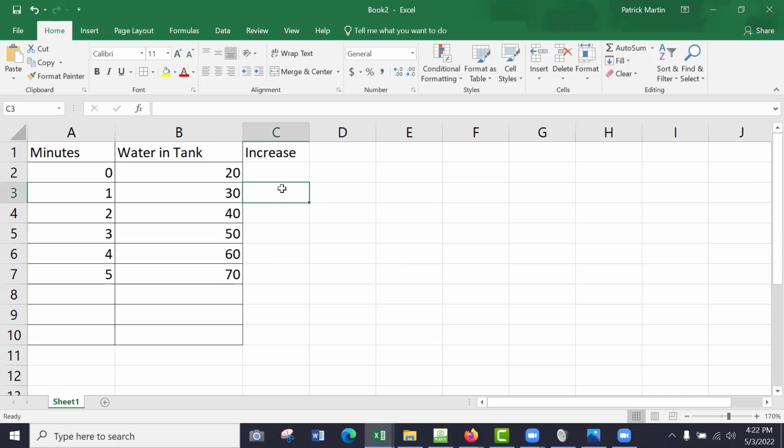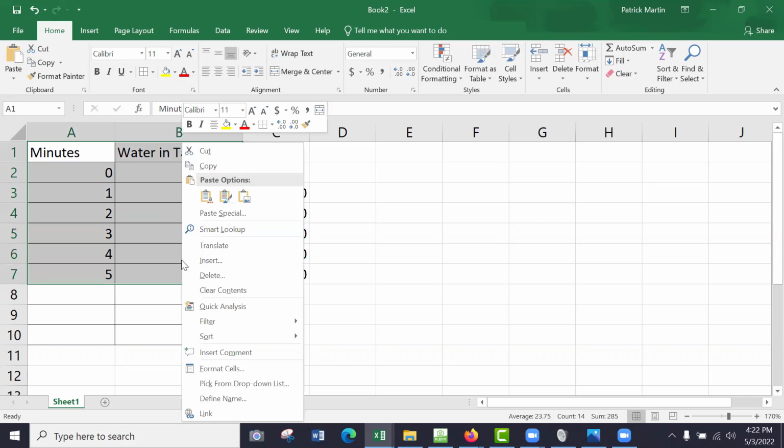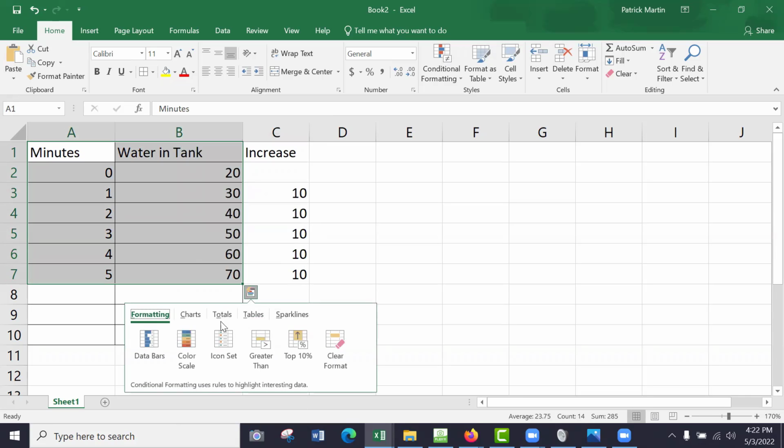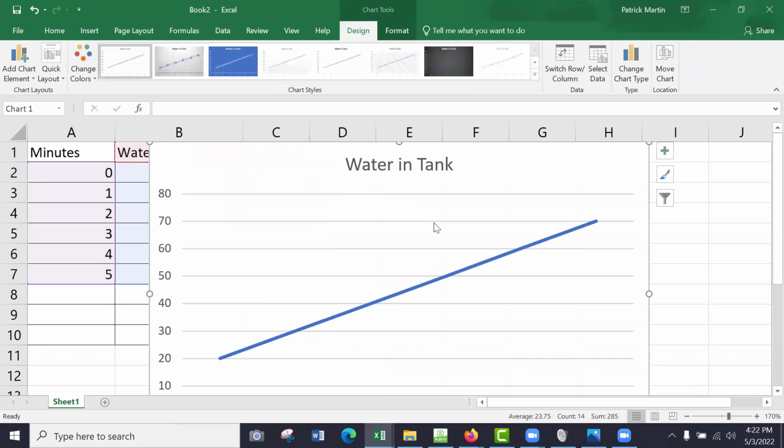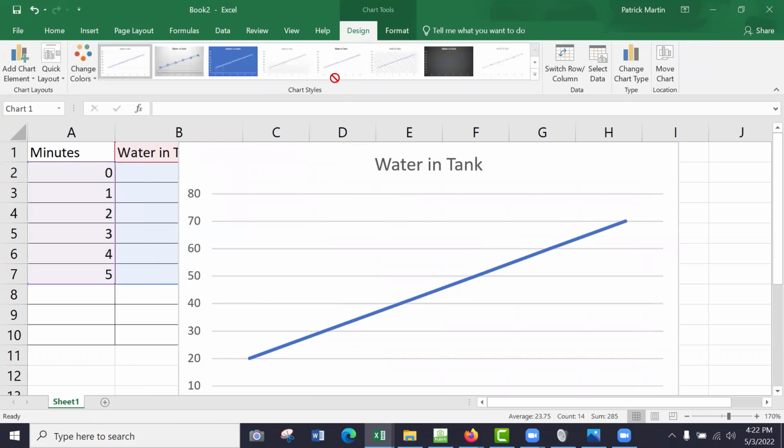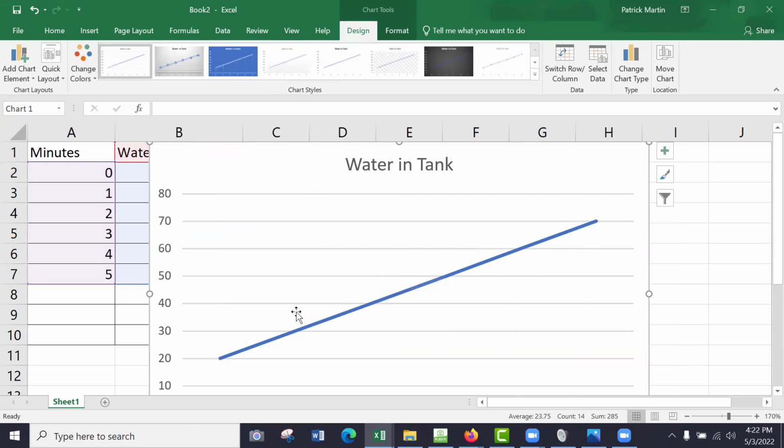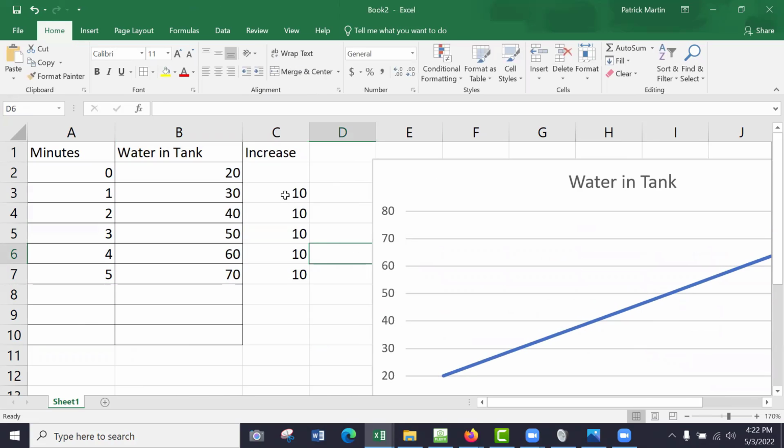And so the increase after the first minute is 10 gallons. After the second minute is 10 gallons, and so on. Does that make sense? Yes. Okay, so that's what's happening there. And if we were to graph this, then it would be a straight line. A straight line graph implies we have a linear function. And the fact that the increase is exactly the same amount implies this is a linear function.